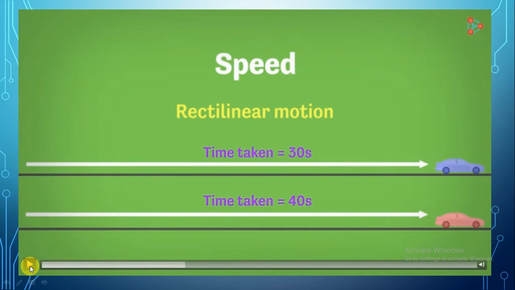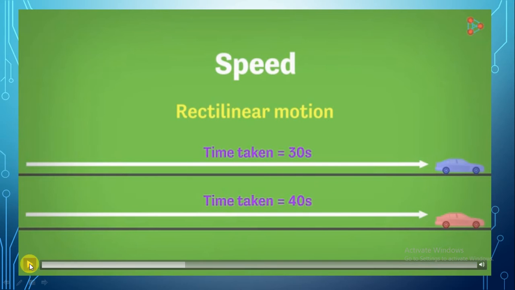Which one is faster? The blue car takes 30 seconds. The red car takes 40 seconds. So the blue car, good job, because it takes less time.